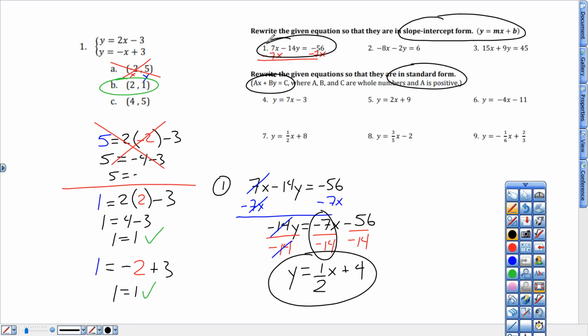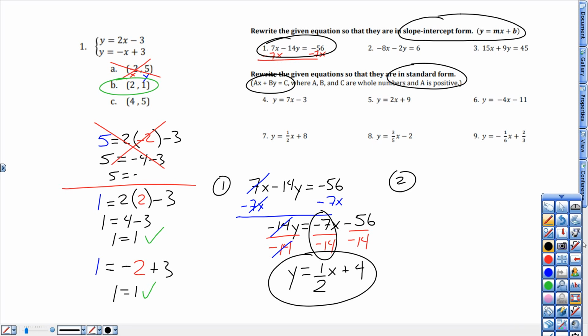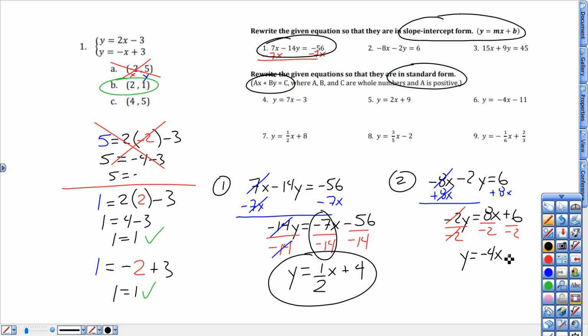If I do that for the second one here, negative 8x minus 2y equals 6, I'm going to first add 8x to both sides. Add 8x, add 8x. Bring down the negative 2 with the y. Write this as 8x plus 6. And then right there, don't add 2. Divide everything by negative 2. That will make those go away. That gives me y equals negative 4x minus 3 when I simplify those two pieces right there.